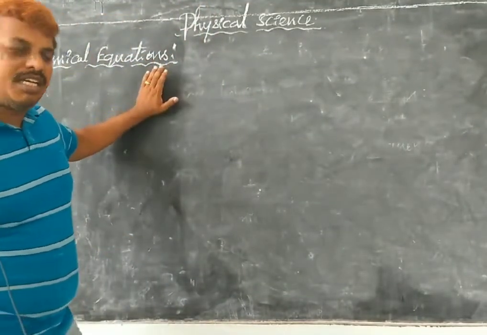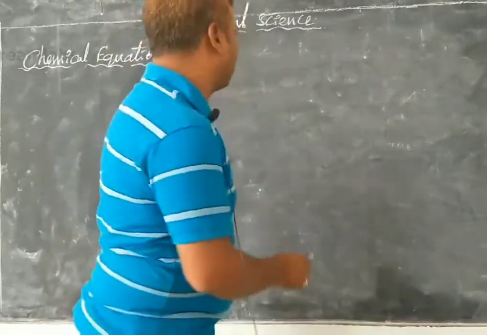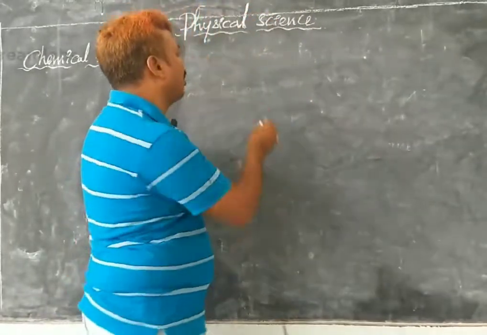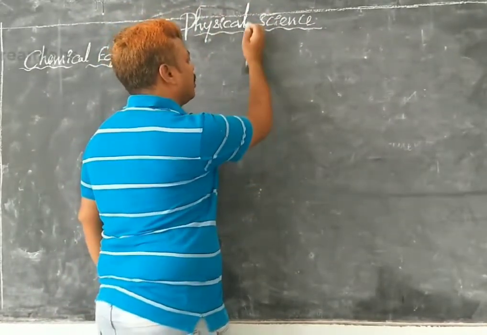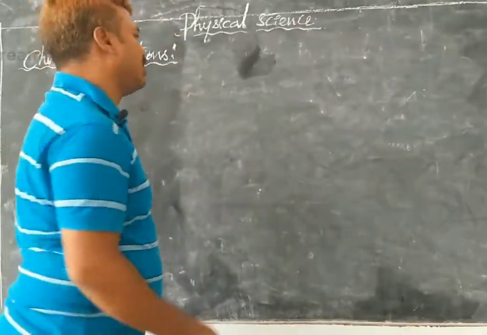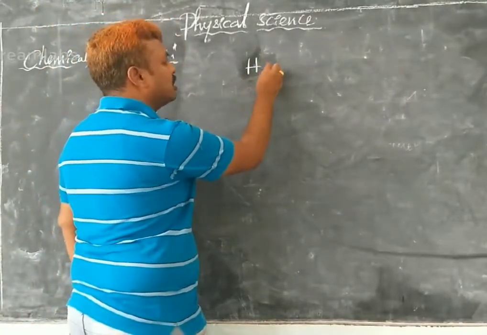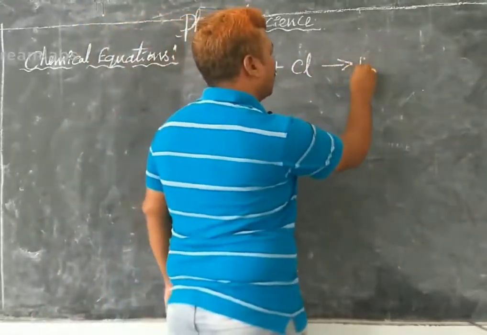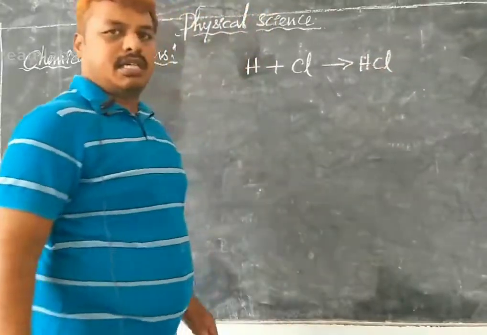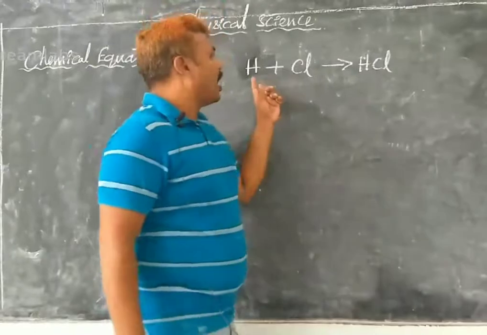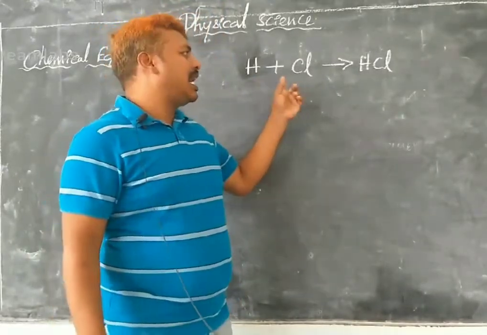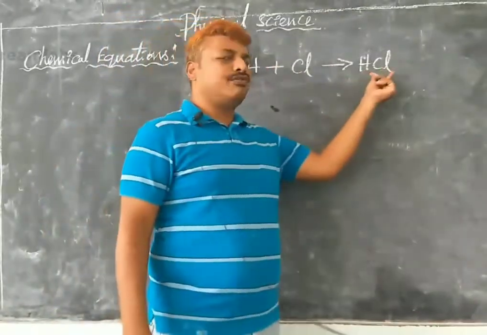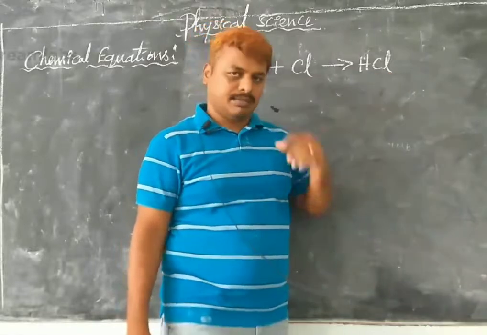So if you want to write a chemical equation, you need reactants. Now let us see how the formation of a chemical equation is going to be. Let us take an example: hydrogen reacts with chlorine. It will give you hydrochloric acid, HCl, right? Hydrogen is one atom and chlorine is another atom. These two are going to react with each other and form hydrochloric acid, that is HCl.